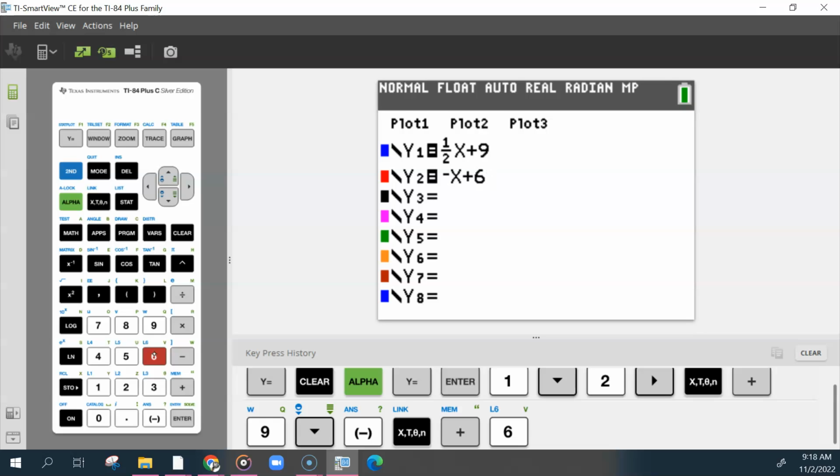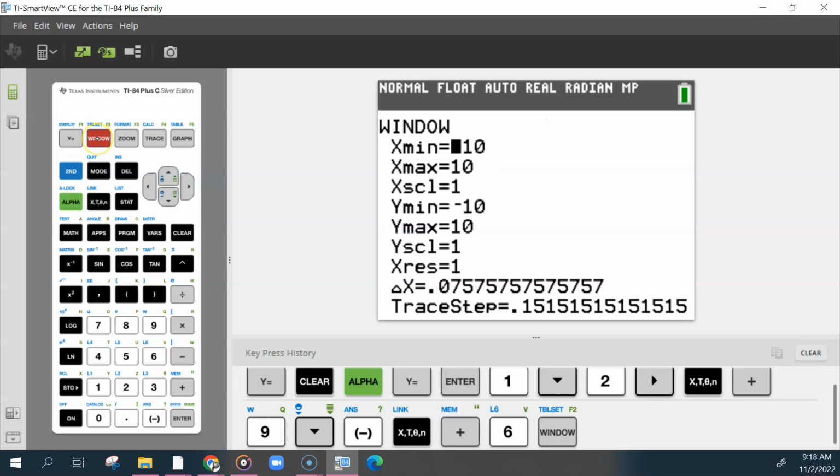Everyone have this in y equals? We're going to double check because unless you reset your calculator, sometimes the window gets messed up. Go into window and just make sure this says -10, 10, -10, 10. If it doesn't, change it. Just delete it and type in -10, 10, -10, 10 in xmin, xmax, ymin, ymax. If those are already good, then you don't have to do anything. And then hit graph.